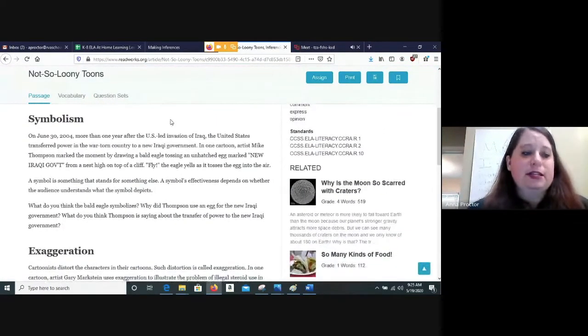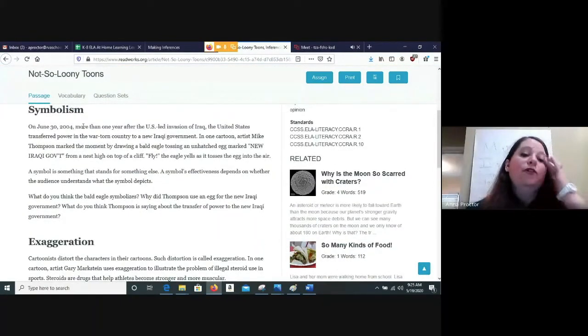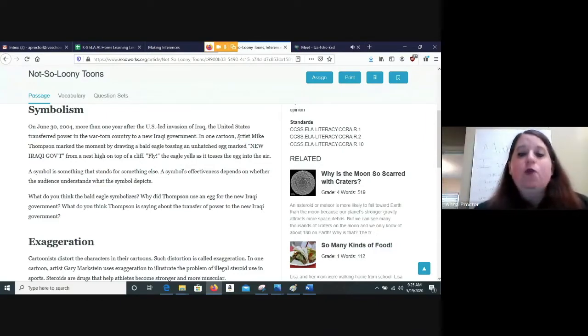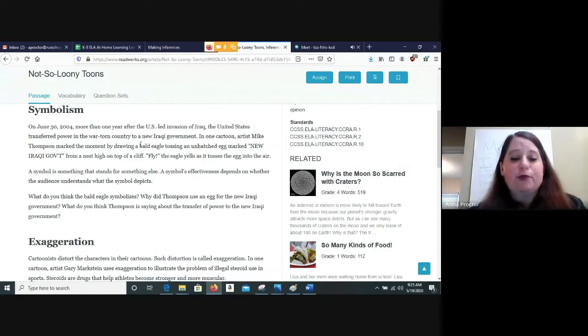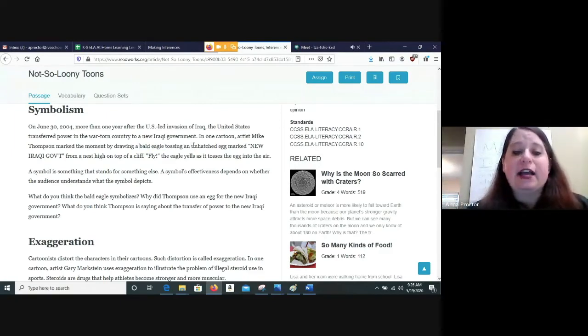Okay, under symbolism, this is paragraph number 1, 2, 3, 4. On June 30th, 2004, more than 1 year after the U.S.-led invasion, that means they went in to Iraq and took over, the United States transferred power in the war-torn country, gave power to a new Iraqi government. In one cartoon, artist Mike Thompson marked the moment by drawing a bald eagle tossing, which is representing probably the United States, because the bald eagle is a symbol for the United States of America, tossing an unhatched egg marked new Iraqi government from a nest high on top of a cliff. "Fly," the eagle yells as it tosses the egg into the air.